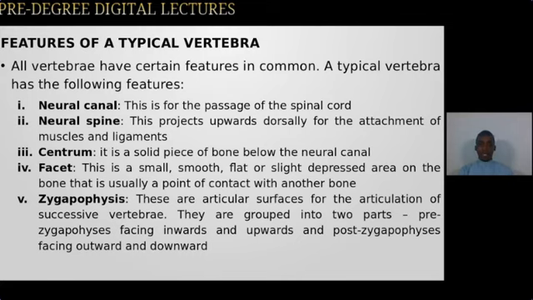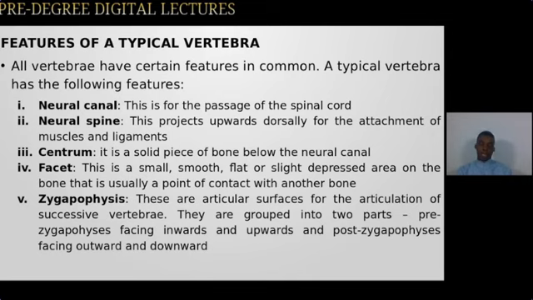Now, there are common features of the vertebrae. Though they are in different locations and serve different functions, they have similar features. So a typical vertebra is supposed to have the following features. It's supposed to have a neural canal, which is for the passage of the spinal cord. And then it's supposed to have a neural spine. If you touch your back, you feel some bony projections. Those are the neural spines. They project upwards dorsally and are used for the attachment of muscles and ligaments.